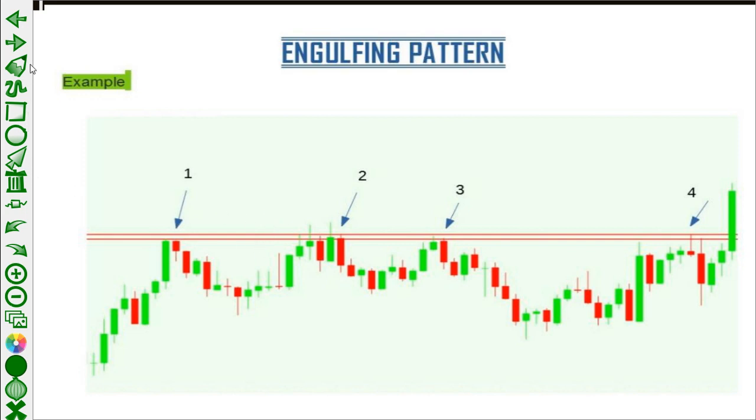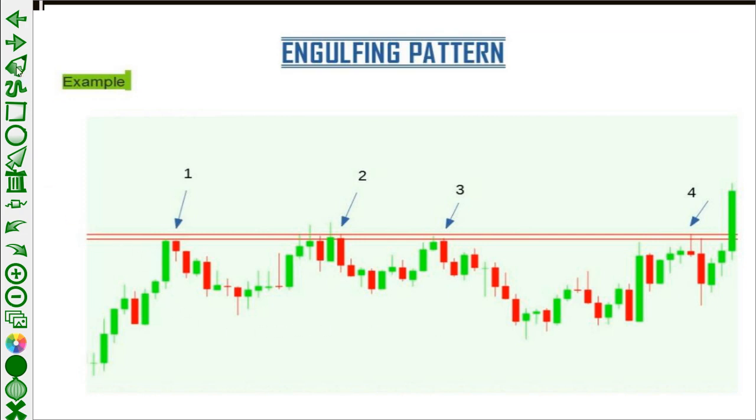Assume that the market has not reached number 3 yet, and the market is after number 2. The market is somewhere here. At this instance, we are trying to draw the resistance level. This is the first line.